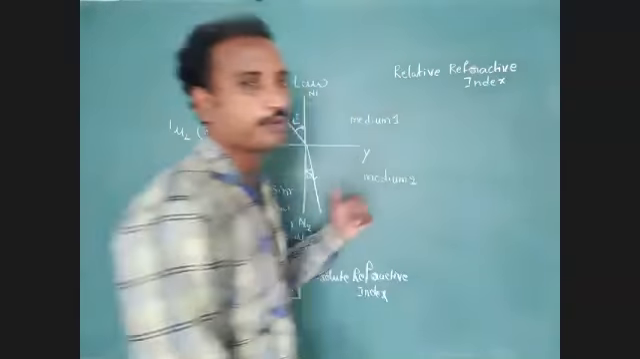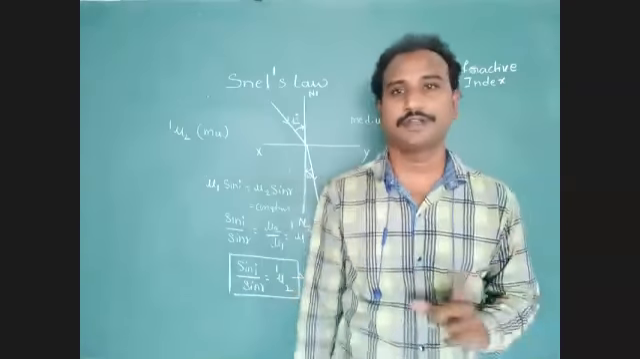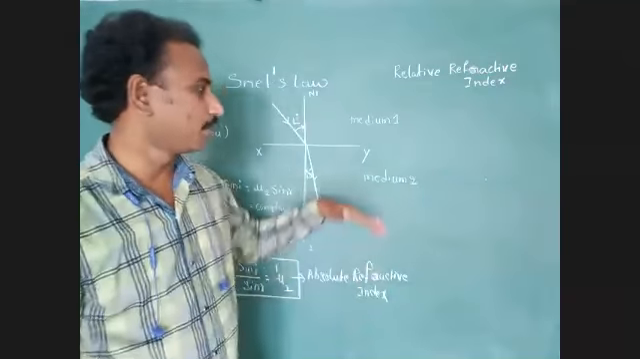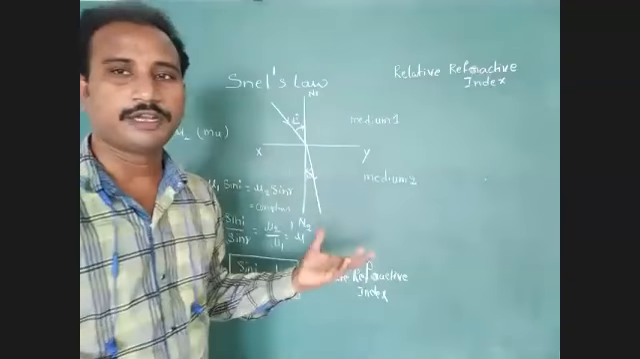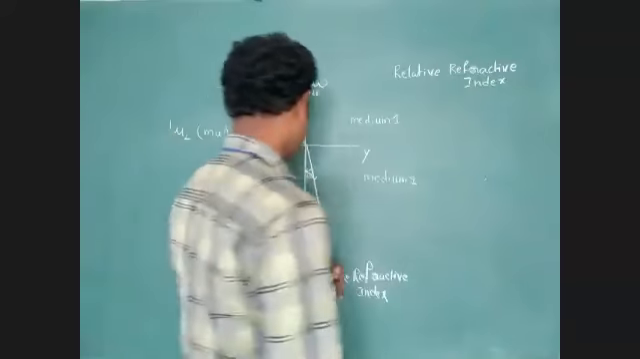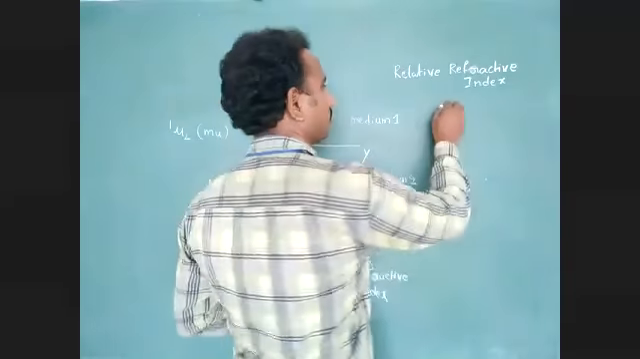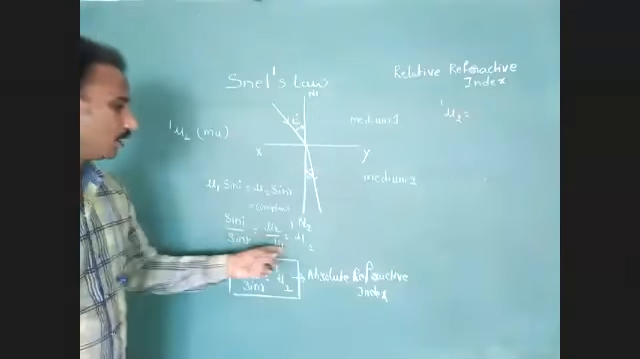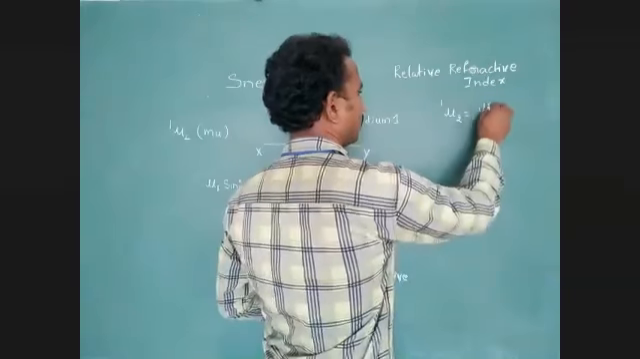Relative refractive index. Relative means comparison or a difference between two mediums. We have to compare these two mediums. One medium we consider is the air medium, another medium is the water medium. Just identify that here. Relative refractive index: here 1mu2 equals how much? 1mu2 equals mu2 by mu1.